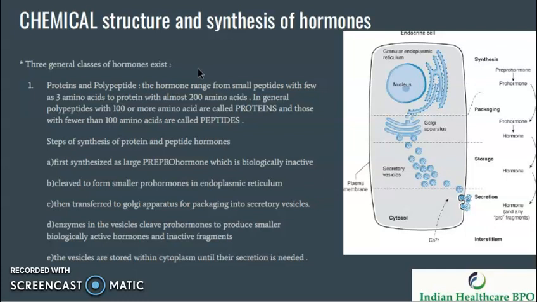Steps for synthesis of protein and peptide hormones. First, they are synthesized as a pre-pro hormone, which is biologically inactive, then cleaved to form smaller pro-hormones in the endoplasmic reticulum, then transferred to the Golgi apparatus for packaging into secretory vesicles. Here, the enzymes in the vesicles cleave the pro-hormone to produce smaller biologically active hormones and inactive fragments. These vesicles are stored within the cytoplasm until their secretion is needed.